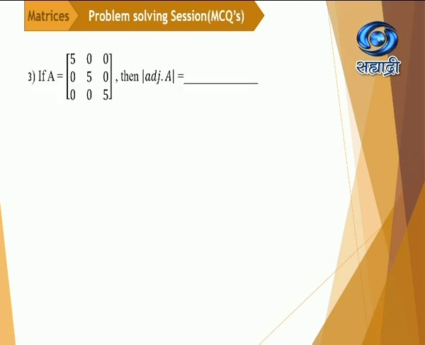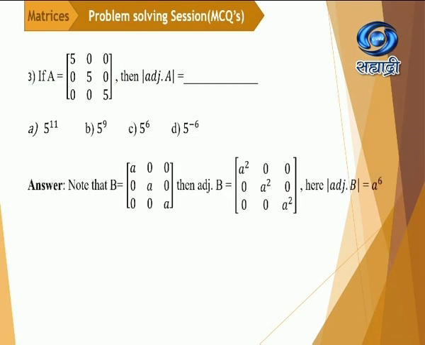Okay, here is A, which is a scalar matrix. Diagonally we have 5, 5, 5. Then we have to find the determinant of adjoint of A. First of all, let us see the rule. If the given matrix B is a scalar matrix with a, then you can find adjoint of B as a square, 0, 0; 0, a square, 0; 0, 0, a square, and therefore determinant of adjoint of B is equal to a raised to 6.